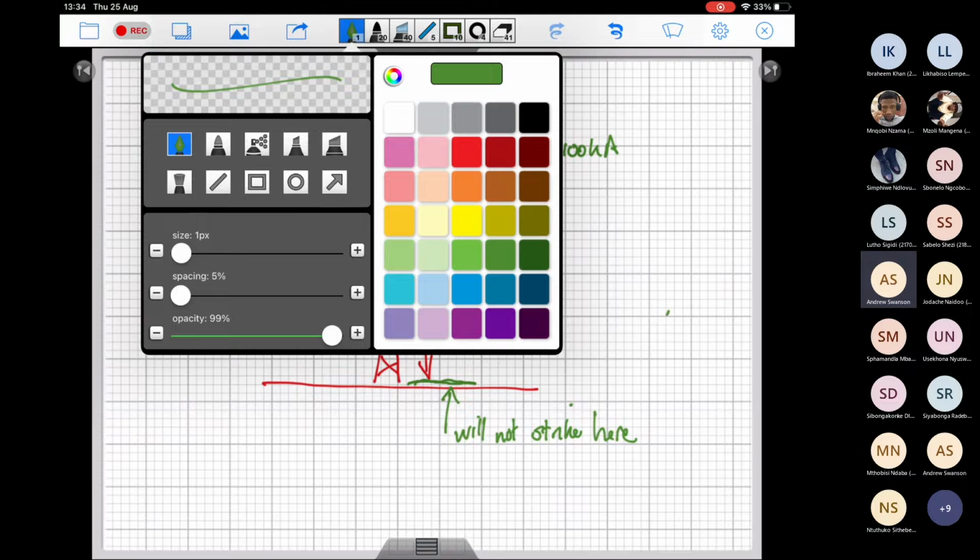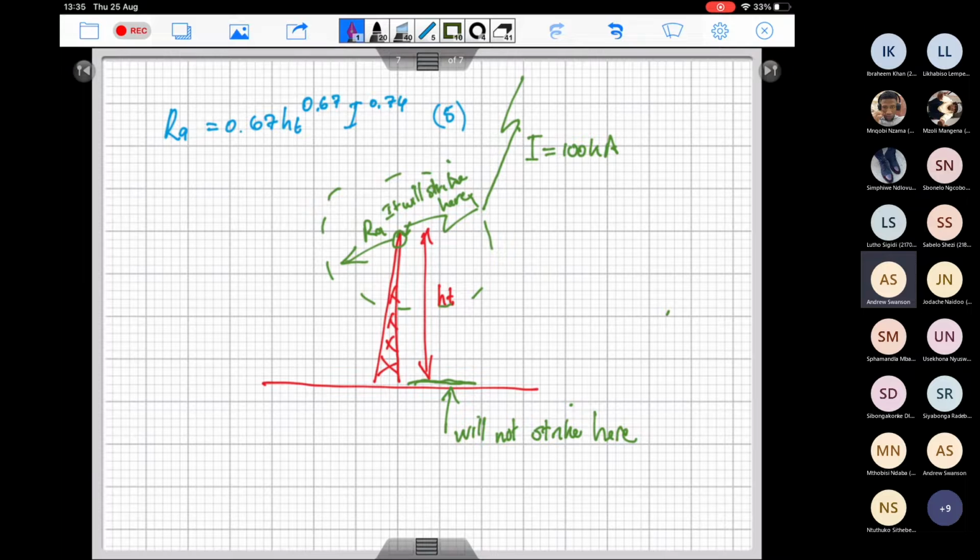Right. So that actually means that anything here, like this little dude, is actually protected from a direct strike of 100 kiloamps.